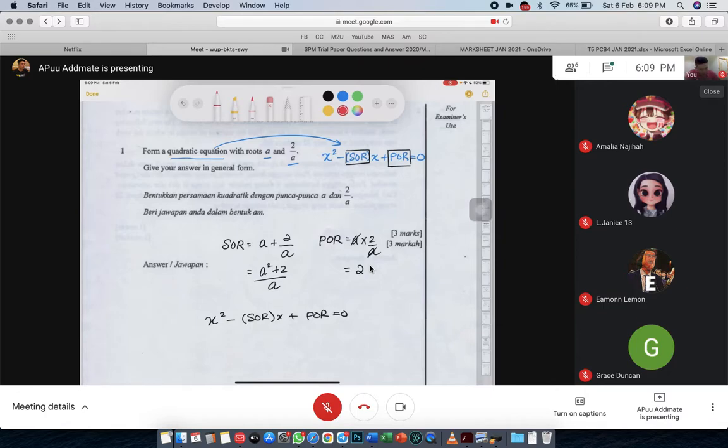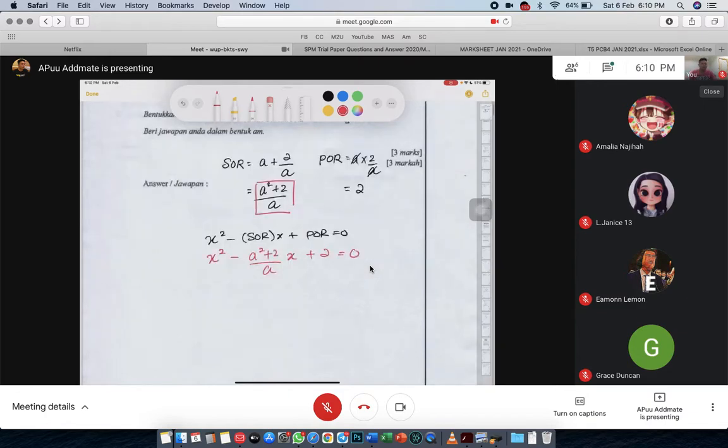So now what we do is that you have to put x square minus the sum of roots, which is this one. Kamu masukkan dalam formula kamu, a square plus 2 over a, and then you have an x plus product of roots, which is 2, equals to 0. Now, logically, takkan nak biarkan jawapan macam tu kan, betul tak? You have to actually multiply everything by a. Kita akan cuba darabkan semua tu dengan a supaya kamu akan hilangkan a kamu. So now everything you multiply by a.